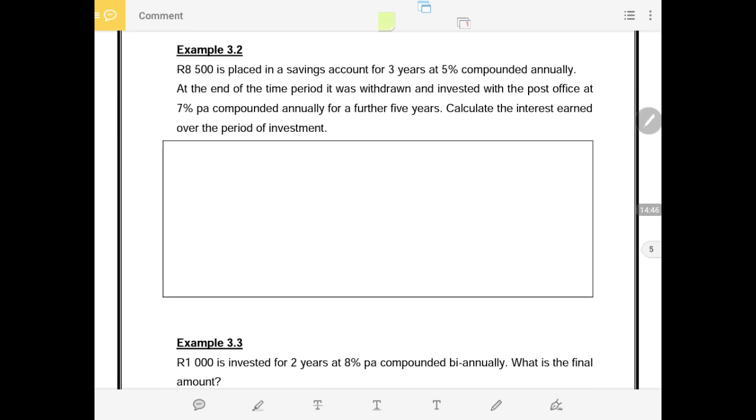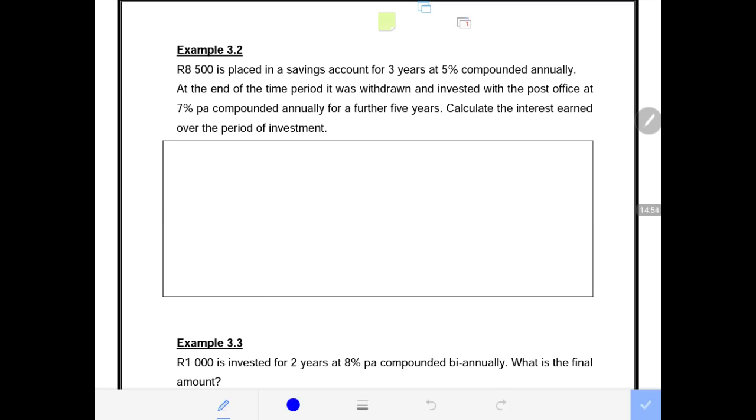Now we come to example 3.2. It says in 3.2, we have 8,500 which is placed in a savings account.